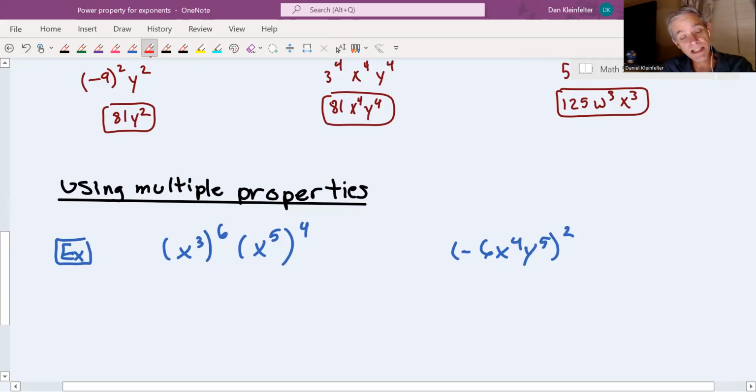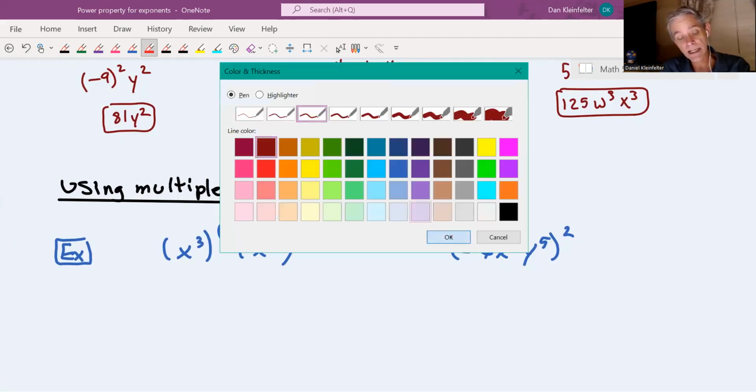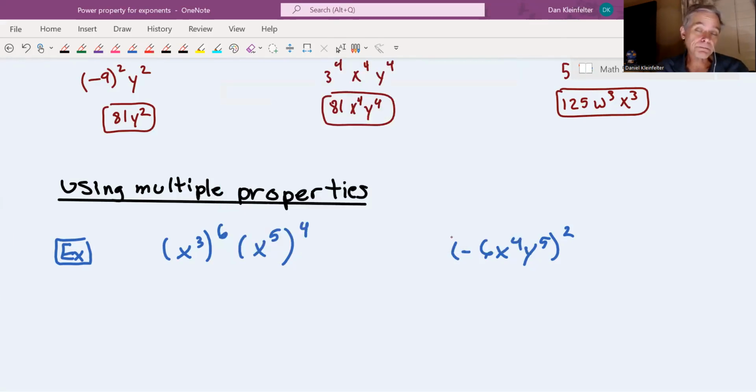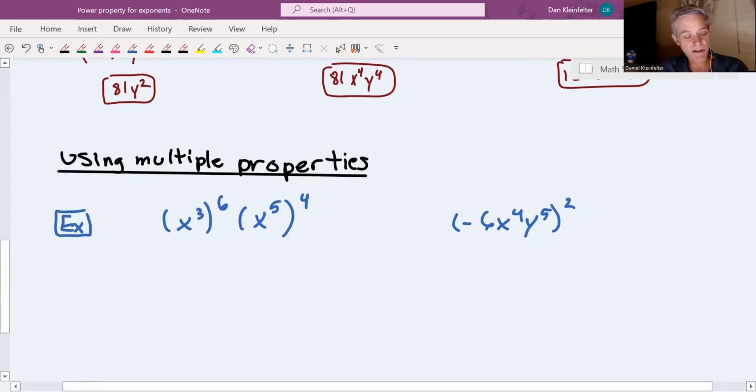For an expression to be simplified, it should have no powers raised to powers. It should have as few parentheses as possible, right? So we'll see how this goes.